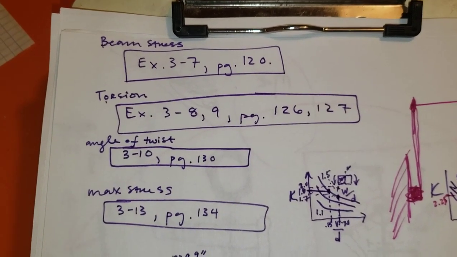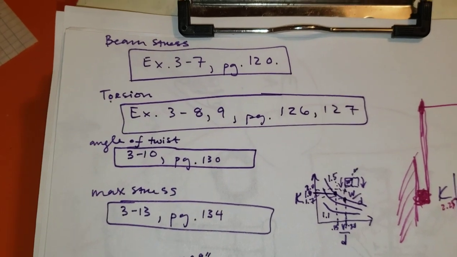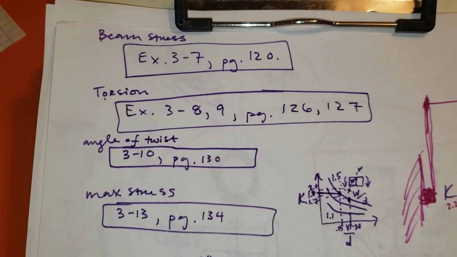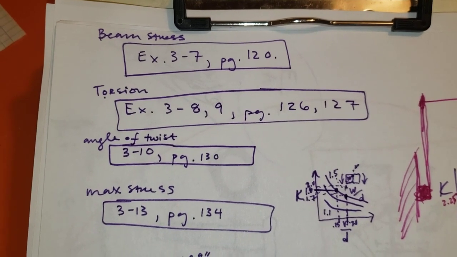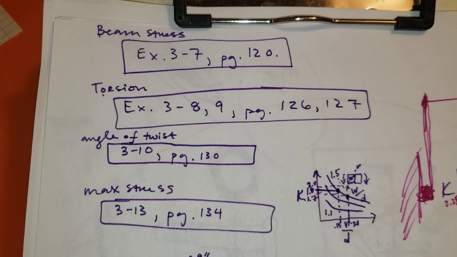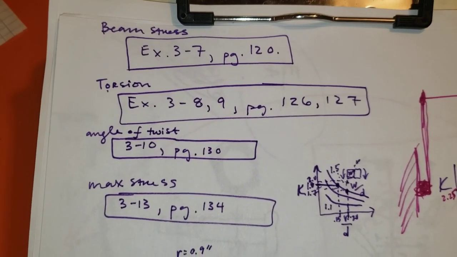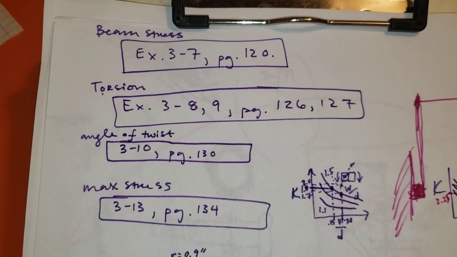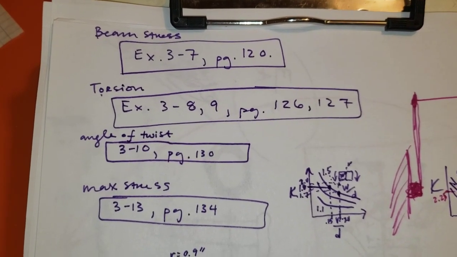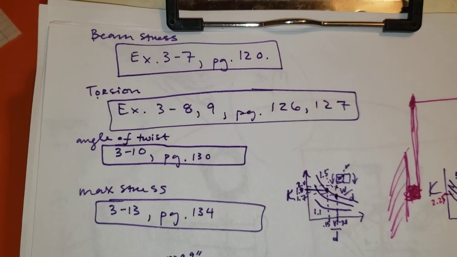Okay, so for a few practice problems, if you have the Shigley's machine design book, I recommend working the beam stress problem. There's a couple problems on torsion that are really good. Angle of twist is something that shows up all the time on machine design exams, mechanics and materials exams, the fundamentals of engineering and professional engineering exams.